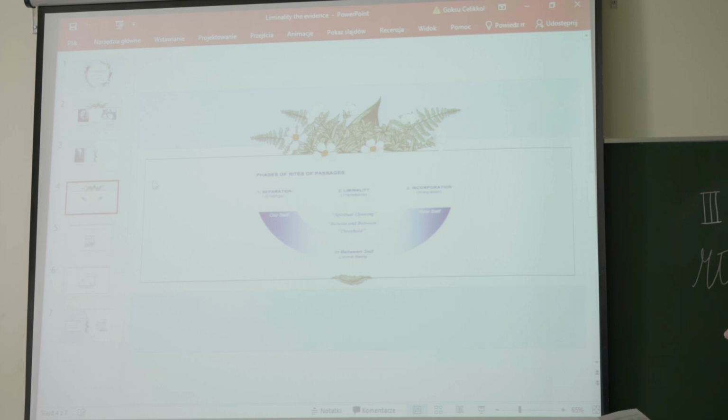The second stage is liminality, or the transformation state, the transition state, and it's the thing that I'm interested in. There are some features that are thought to be usual for this state, like spiritual opening, a state betwixt and between. It's also a threshold, another symbol and synonym of liminality. And this phase should finish with the incorporation. It means that after this transformation, we gain some new self.